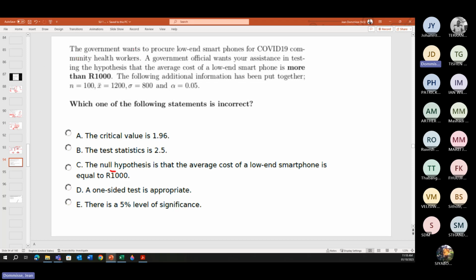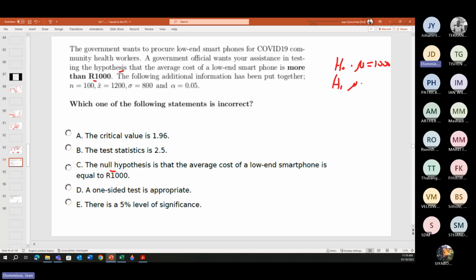Governments want to produce low-end smartphones. COVID, okay, this was one of those years that every question was around COVID. A government official wants your assistance in testing the hypothesis that the average cost of a low-end smartphone is more than 1,000. So the null hypothesis is equal to 1,000.